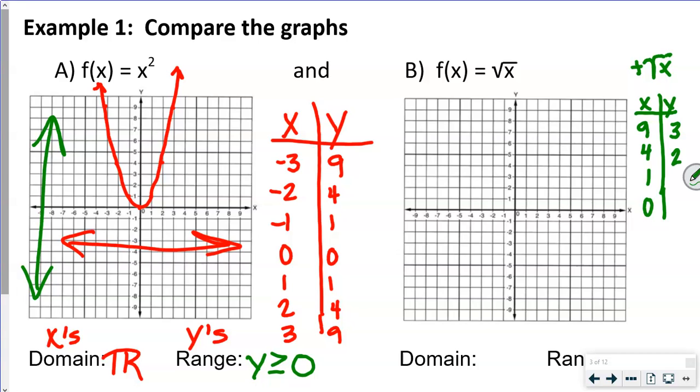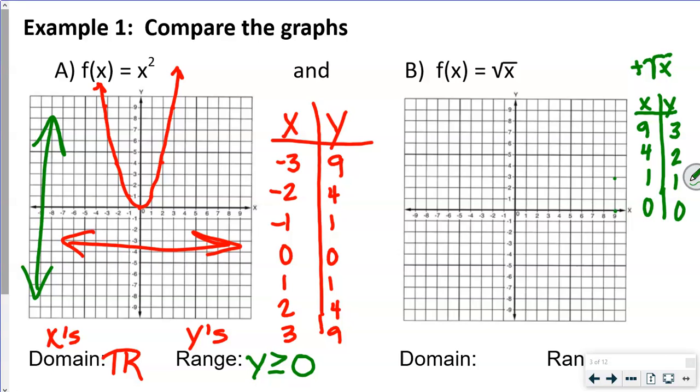When I take the square root of 1, I get 1. When I take the square root of 0, I get 0. So I'm going to put numbers in there that I can actually get square roots of. So with the x, when x is 9, y is going to be 3.